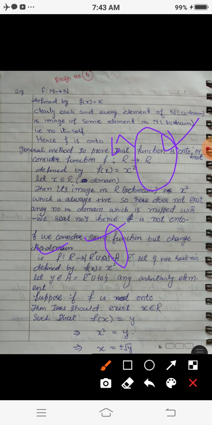Now how to prove this? Suppose f is an onto function. We will prove this by contradiction. Suppose f is onto, then there exists x belongs to R.